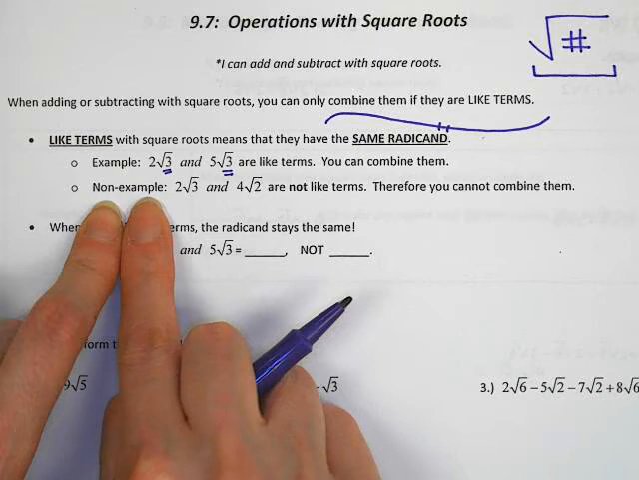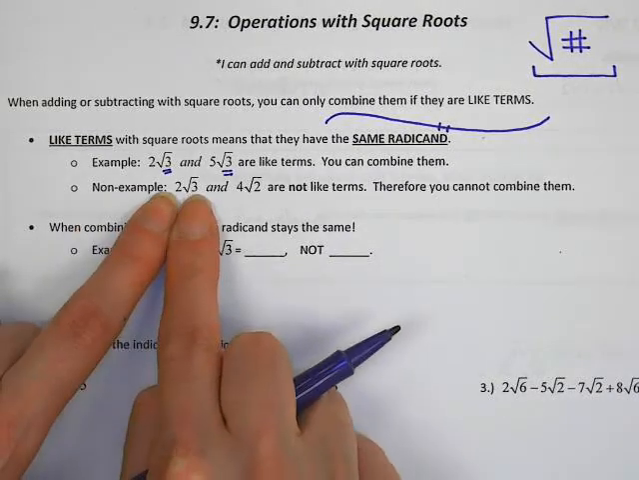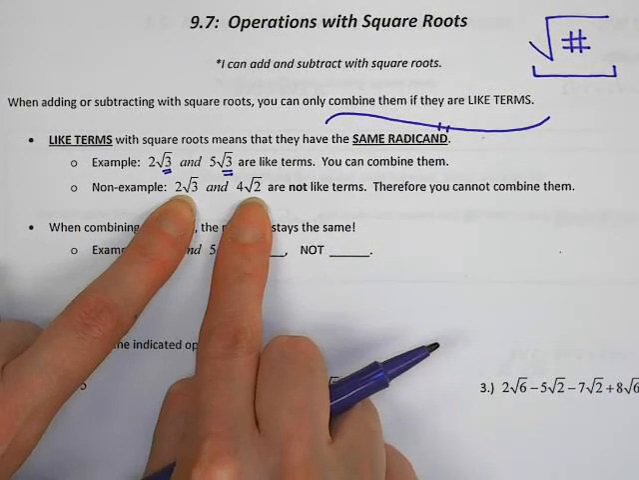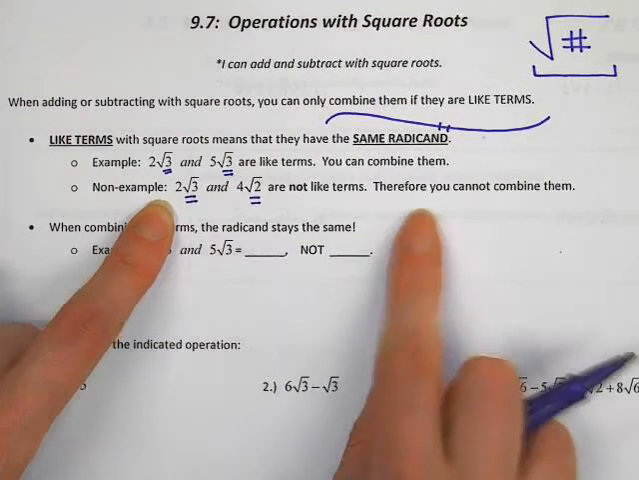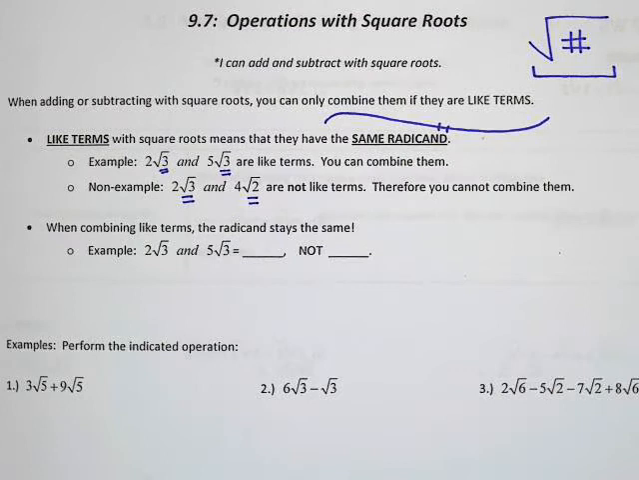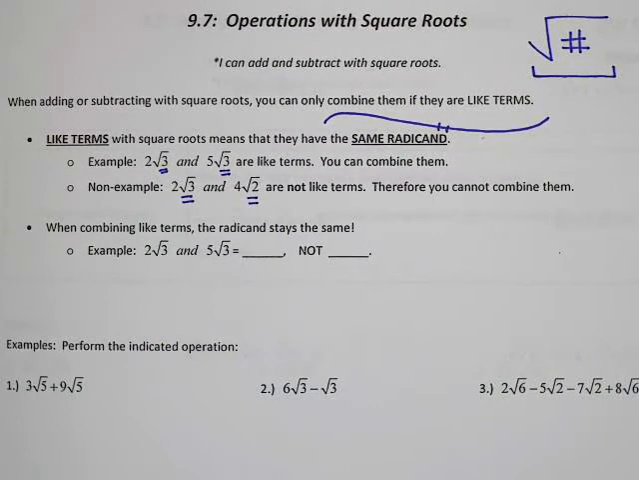Now, a non-example of like terms would be like 2 root 3 and 4 root 2 because the 3 and the 2 are not the same. Therefore, you cannot combine them. Okay, so they have to be like terms in order to be added or subtracted. All right, and here's how you do it.